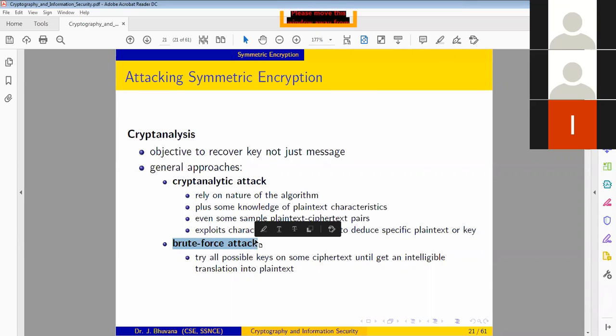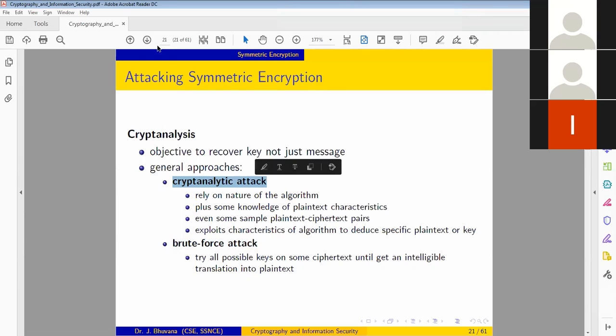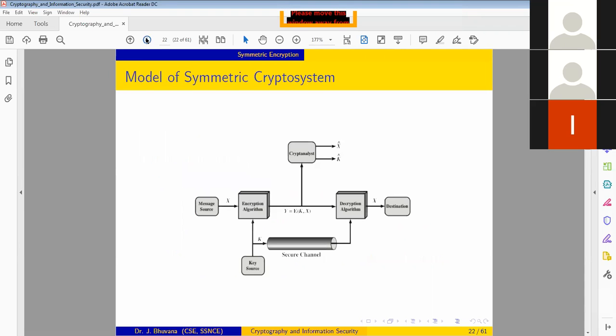But I don't know what message is being transferred at that point of time. I knew that for this plain text, this is what the ciphertext is. So with this combination, if I work with some kind of statistical information and this partial information, and try to break down the cipher to get back the plain text, then that is the cryptanalytic attack. So there are two different attacks: one is the cryptanalytic attack and the other is the brute force attack.